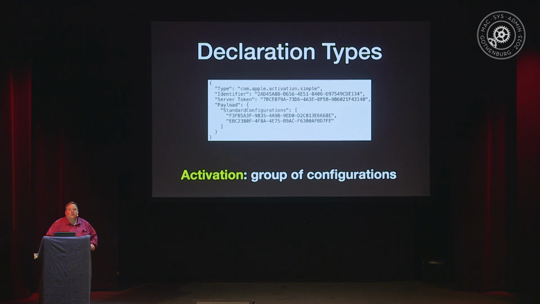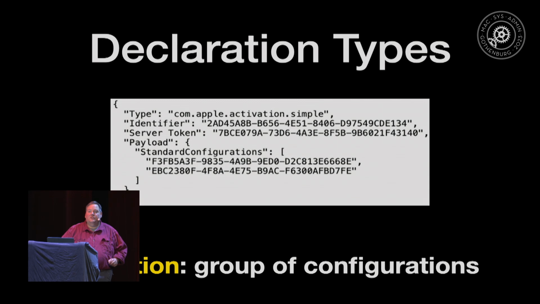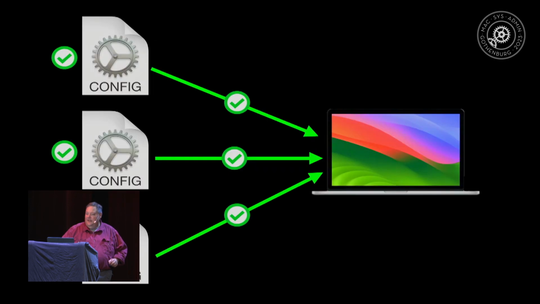Activations are a group of configurations that get applied to a device. They also specify the logic that determines how and when the policies defined by configurations get applied to the managed device. These configurations are also applied atomically to the device, such that the system applies all referenced configurations together, or it applies none of them.